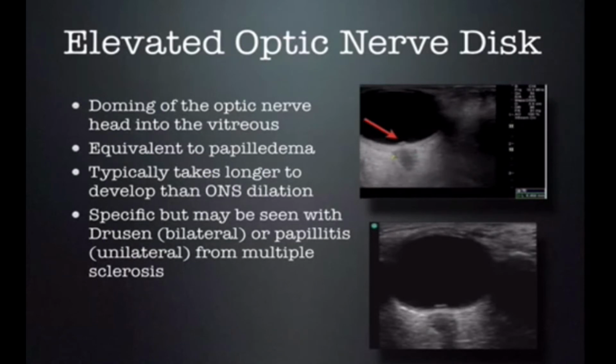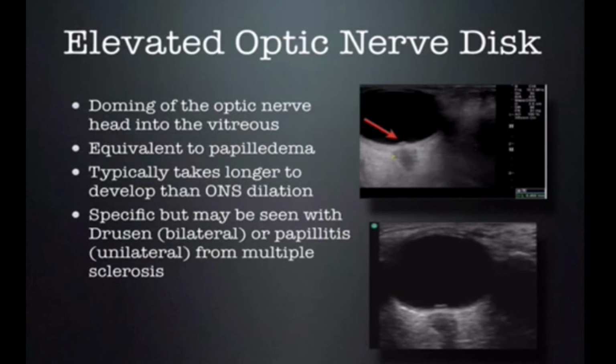So if somebody gets hit in the head and immediately comes in and they have altered mental status, you cannot see this elevation of the optic nerve head or papilledema just using ultrasound and equate that with elevated intracranial pressure. However, if you have the patient that's had long-standing intracranial hypertension, such as pseudotumor cerebri, then you will see this elevation of the optic nerve head, and that is consistent with papilledema.